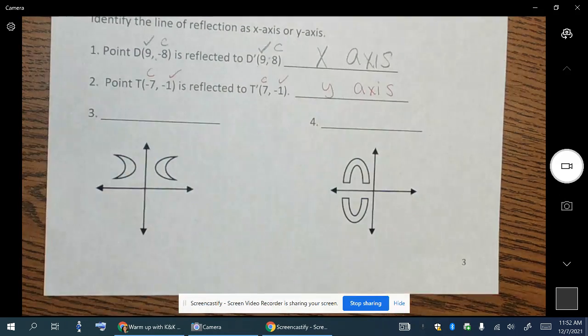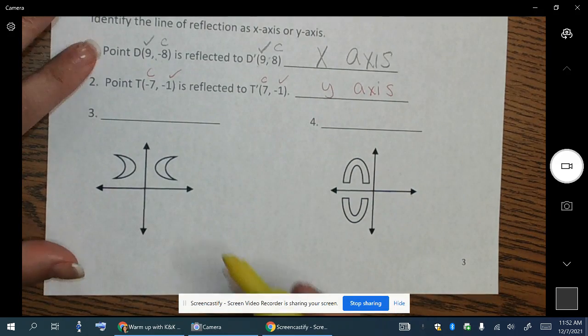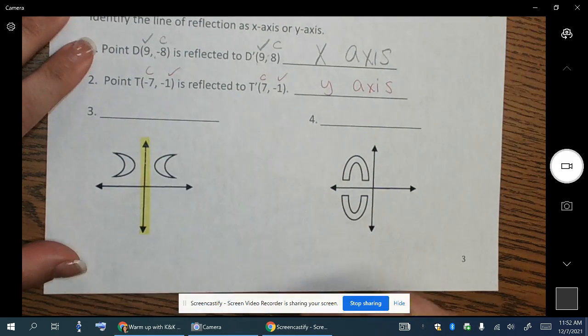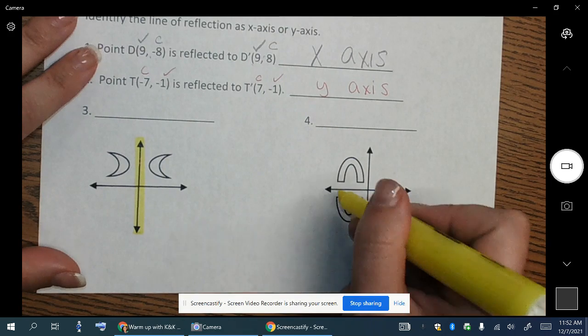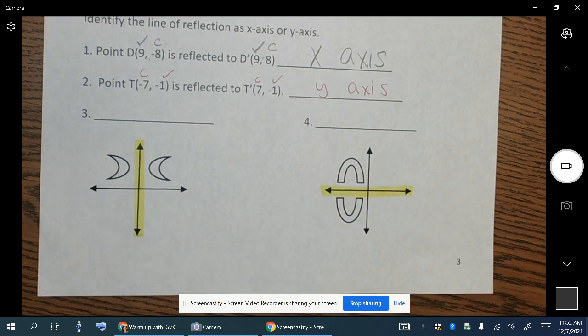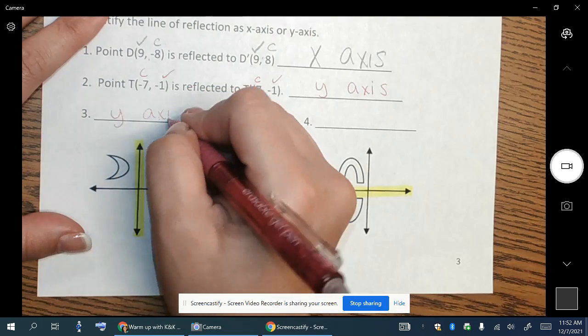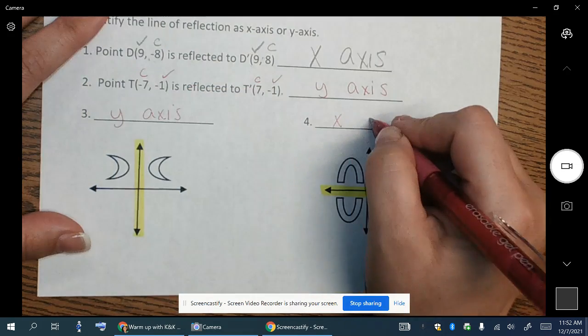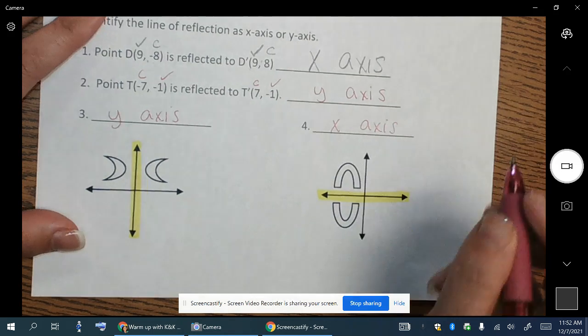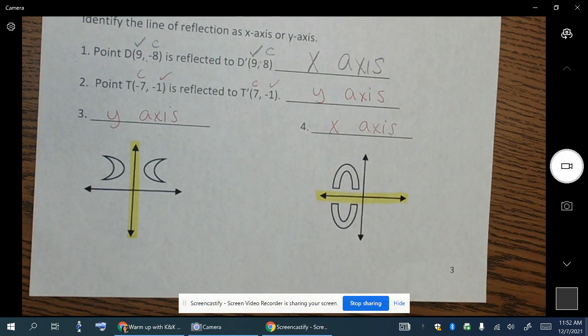Okay, on number 3, which line does it look like it flipped over? The y. Number 4, what does it look like it flipped over? The x. Okay, so just making sure you know which one is x, which is y, which is changing, which is not. Okay, hold that paper up all the way. That is your notes.